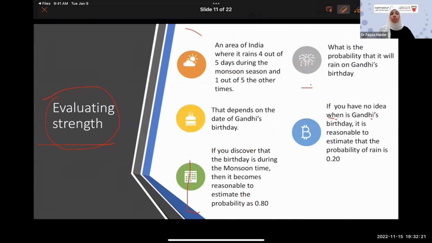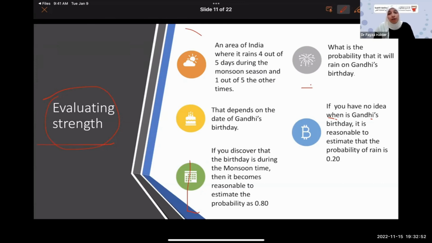We do have 2 premises here in the main argument, which are 4 out of 5 and 1 out of 5. So we have 2 reasonings, right? One could be strong and one could be weak, or both of them would be strong. Wait, when you say both of them, what's them? 4 out of 5, which is 80%, or 1 out of 5, which is Gandhi's birthday with raining, either 4 out of 5 or 1 out of 5.